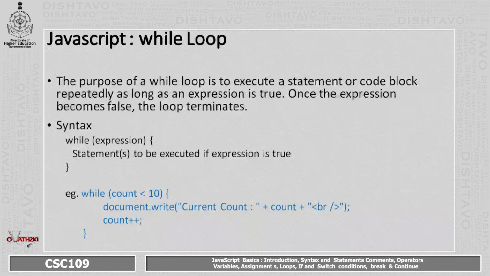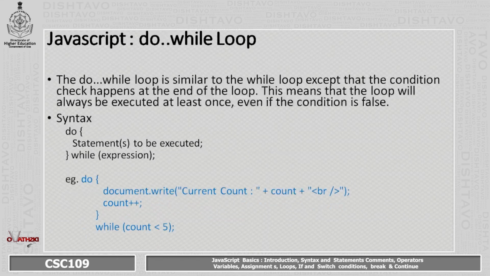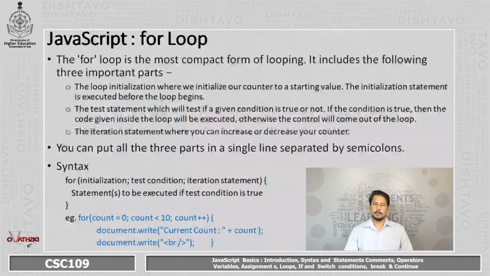So we normally place the test condition in parentheses followed by the body of the loop. In this example, we have a count which is less than 10. If the expression count less than 10 is true, the loop will execute. When the test condition count less than 10 becomes false, it will terminate. Likewise, we have the do while loop, which executes with the test condition placed at the bottom. So this loop executes at least once because the test condition is below.